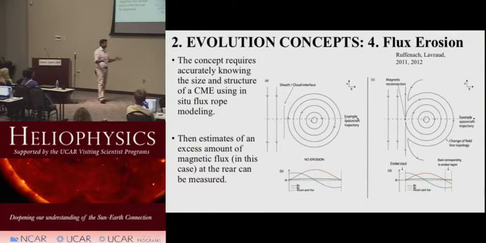So if you look at in situ data, and you can identify when the start and the end is, if there's more flux in the rear section of it, then you get a handle on perhaps that some of the front section of the flux has been eroded away.